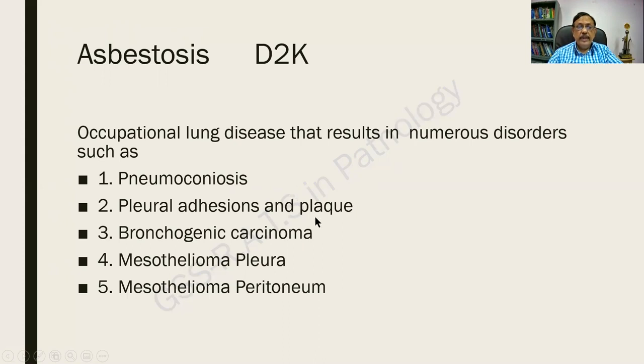An important complication will be bronchogenic carcinoma. Another important complication is mesothelioma. Both can be present in asbestosis. But please do remember, bronchogenic carcinoma is 3 times more common in asbestosis than mesothelioma. Whereas mesothelioma is also commonly found in asbestosis. The other sites are the peritoneum.